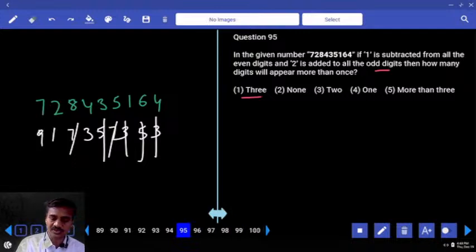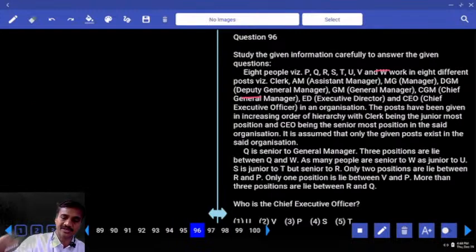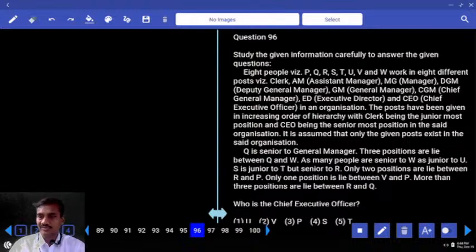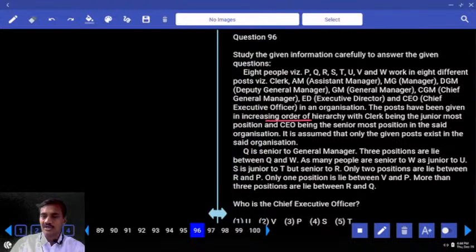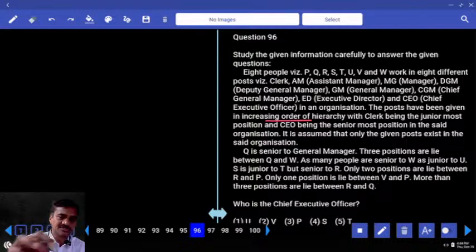Then 96 to 100, now it is based on hierarchies. Again hierarchies will always be under the first priority, isn't it? Then who are the persons we have? The posts have been given in increasing order of a hierarchy with clerk being the junior most. CEO is the senior most.